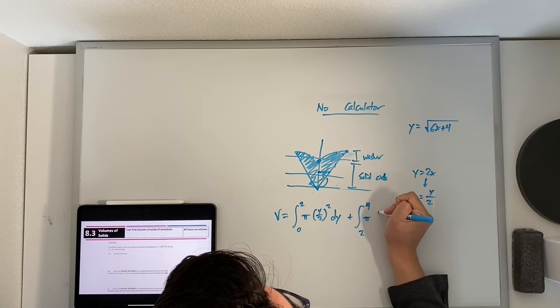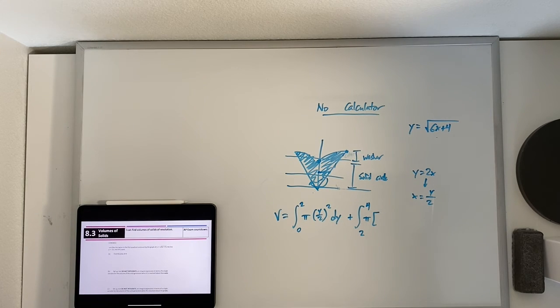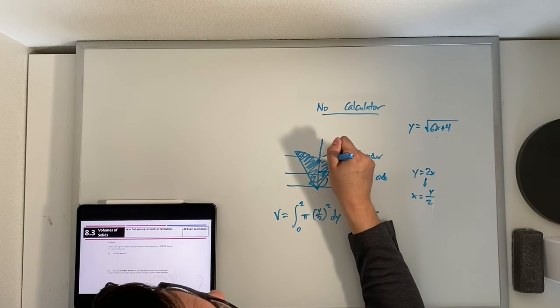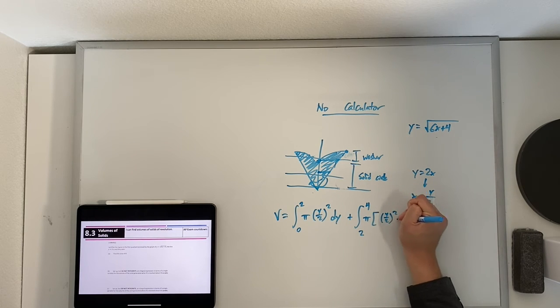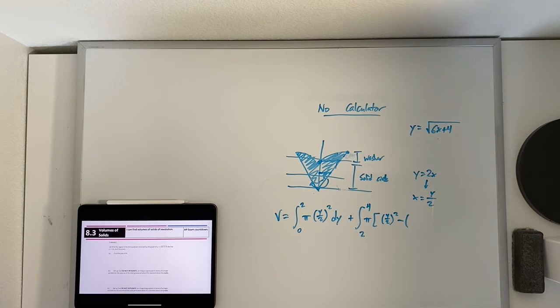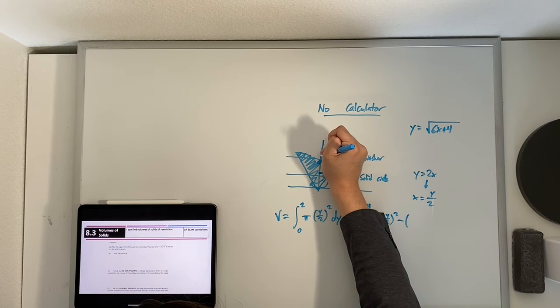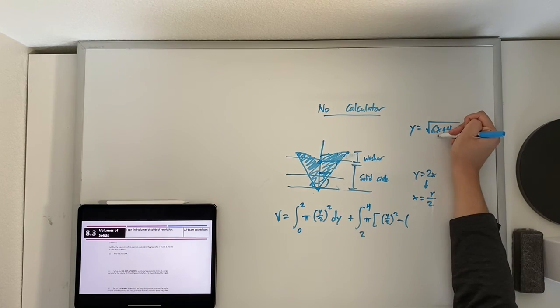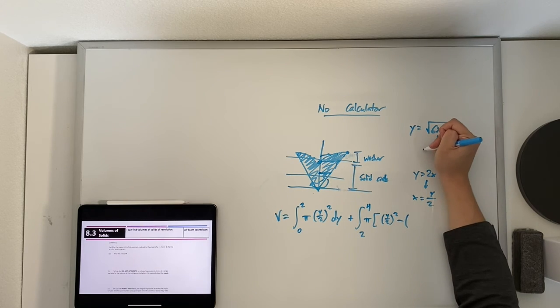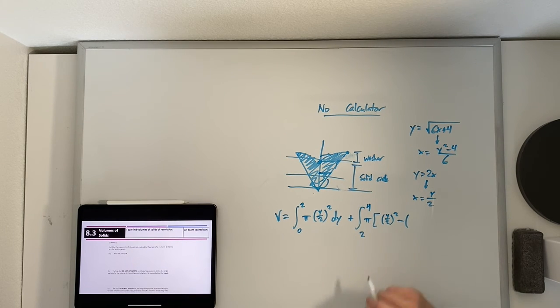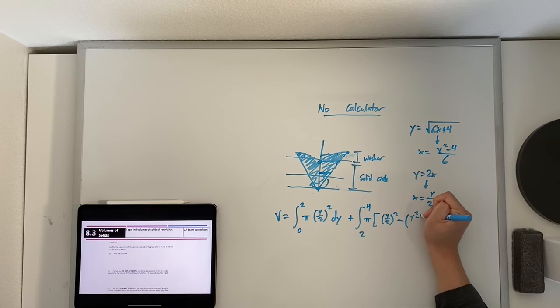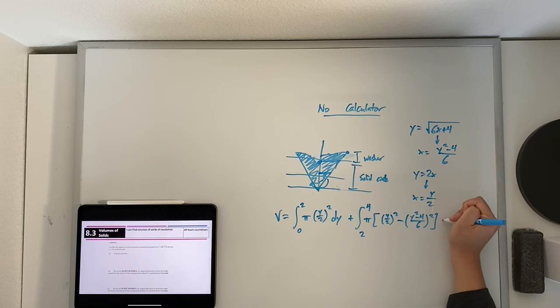So here we have pi times, we need big R squared minus little r squared. Big R is the furthest function from our axis of revolution, which is still y over 2, minus, now we need the function that's closest to our axis of revolution, all in terms of y, so we need to solve this for y. If we do that, we get x equals y squared minus 4 all over 6. So that is little r. Again, dy. This is our final answer for the volume of this shape.